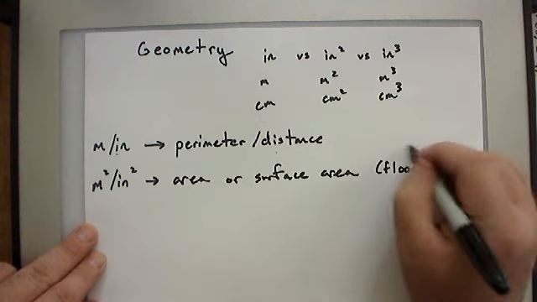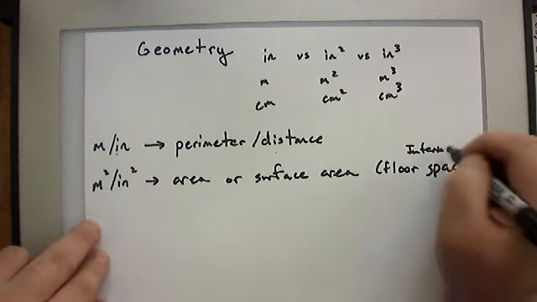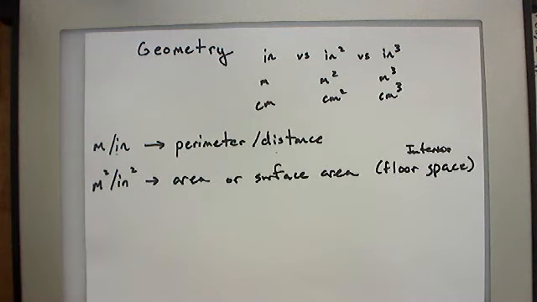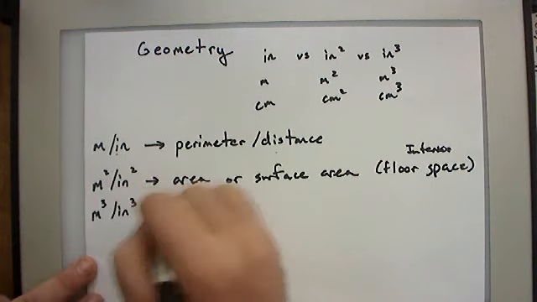I guess I should add interior floor space, right? If you wanted to know the interior floor space of your house, that's square foot. And that's why they sell apartments and houses in square feet, because they're describing the floor space to you, the area, right? When it would be cubed is when we're talking volume.